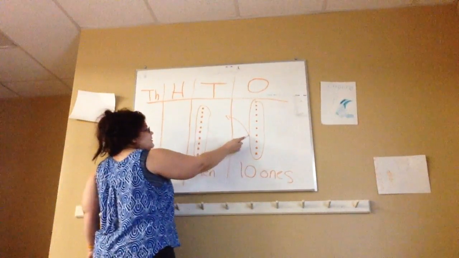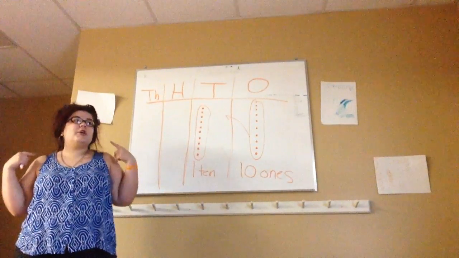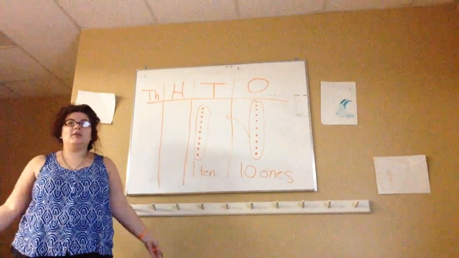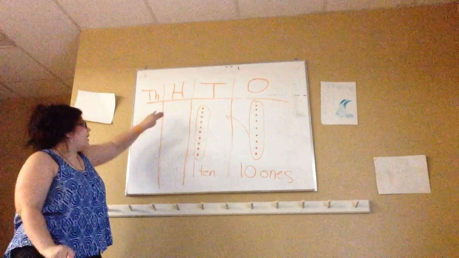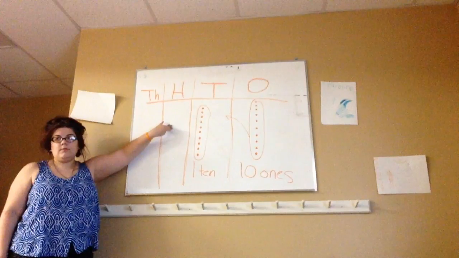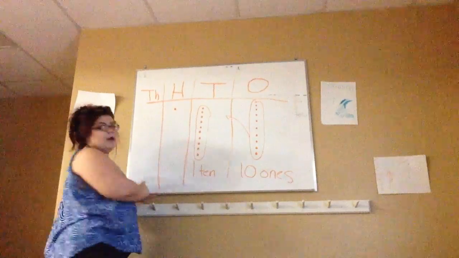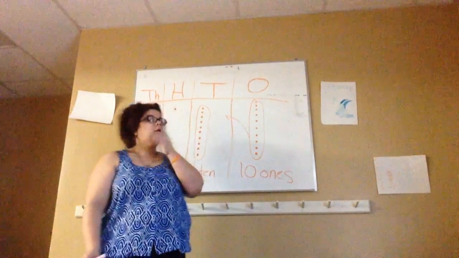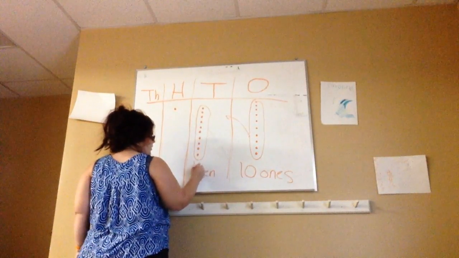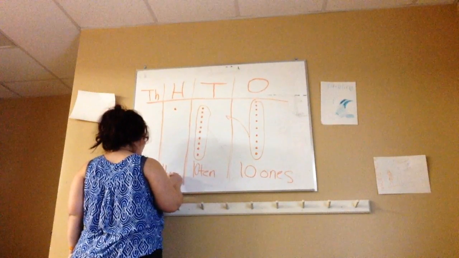Now when we have 10 ones, we moved them over to the tens. Now we have 10 tens. Now here's a trick. What is 10 times 10? 100. So how many place value disks are we going to put in our hundreds place? 1 place value disk. So smart. Give yourself a pat on the back. So smart. So we've got our hundreds. So we now have 10 tens and 1 hundred.